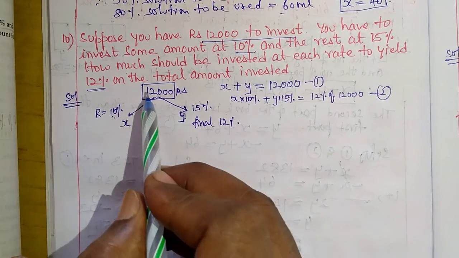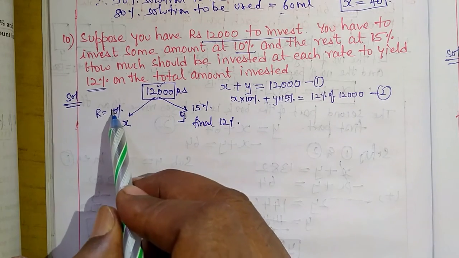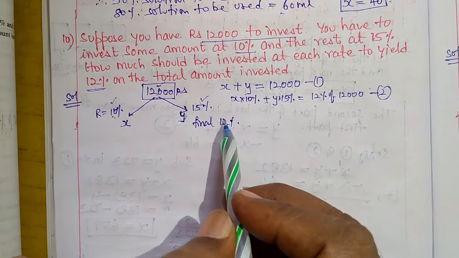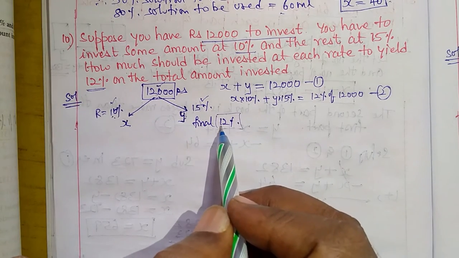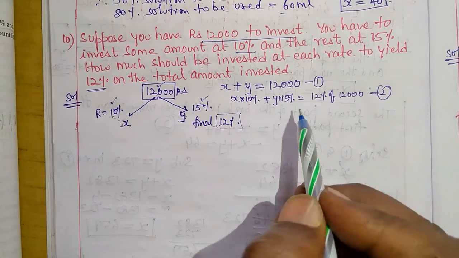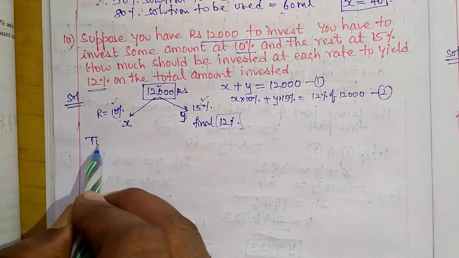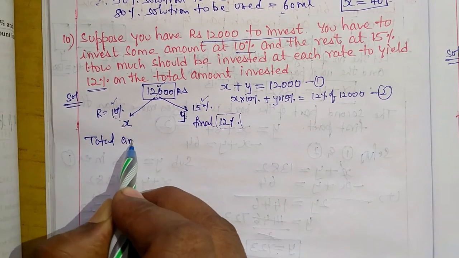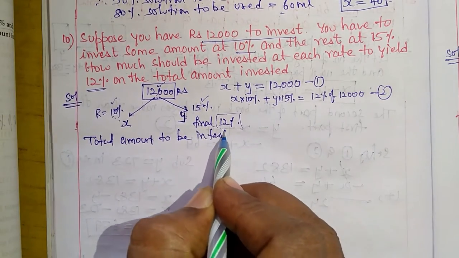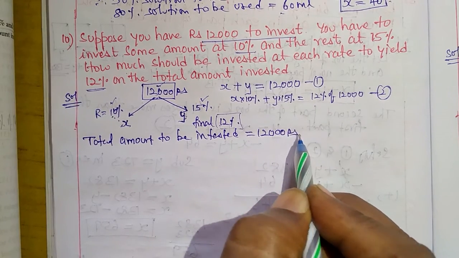Try to understand. Total money we are having is 12,000. I must invest some money at a rate of 10% and some amount at the rate of 15%. Total I must get an interest of 12%. So how much money must I invest at 10% and 15%? I will write the steps here. Total amount to be invested is nothing but 12,000 rupees.